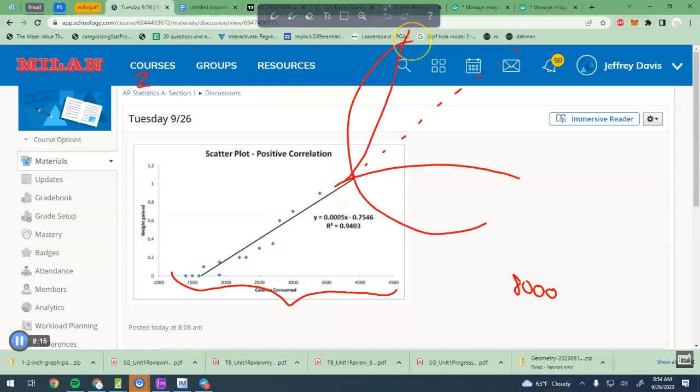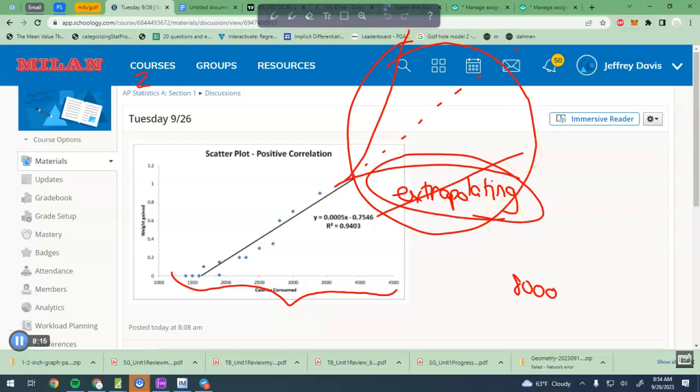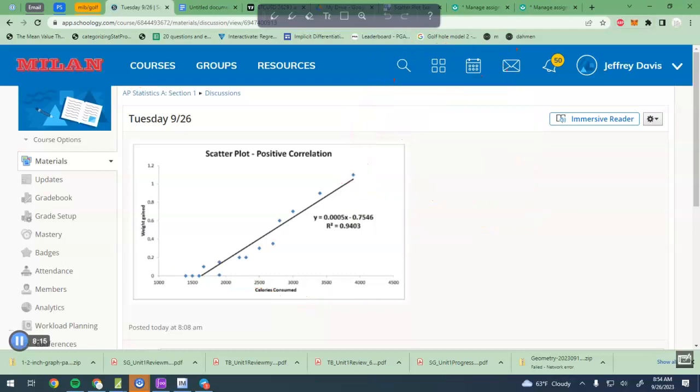If you're going past where we have data, you're doing what's called extrapolating. And that's bad. You can't assume the pattern continues. It could be that at a certain number of calories something changes. I don't think that's actually true in this case, but you just want to be careful. I don't know if that's what you're bringing up or not. I don't really know how I brought that up in the first place.